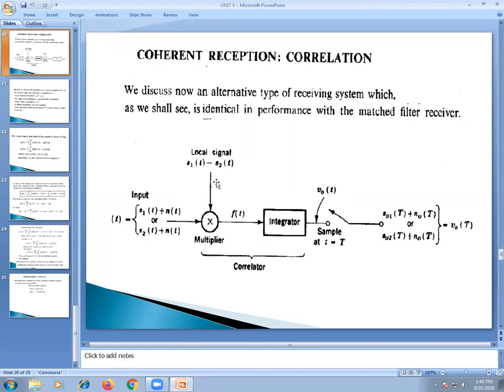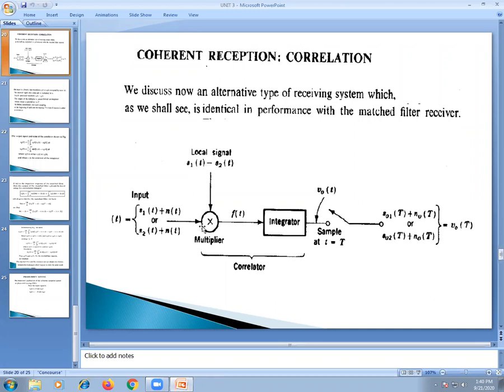What is the difference of the signals? S1 of t is called A cos omega naught t minus A cos omega naught t. What is the local signal now? A cos omega naught t minus A cos omega naught t. Now A plus A, 2A cos square omega naught t signal is. Now the difference of this.